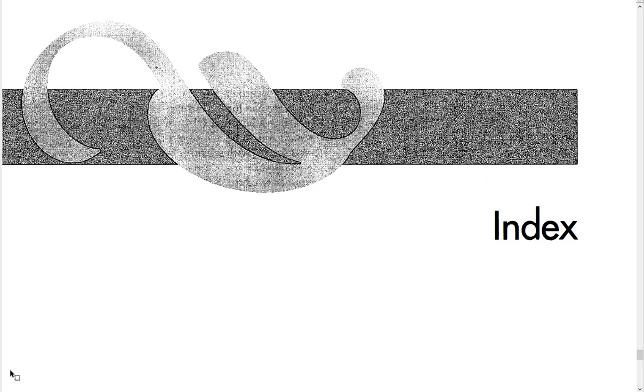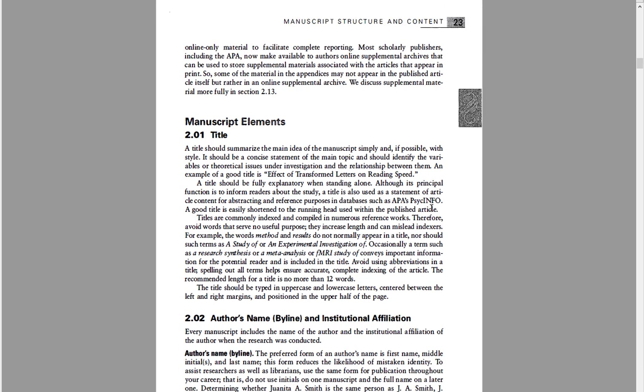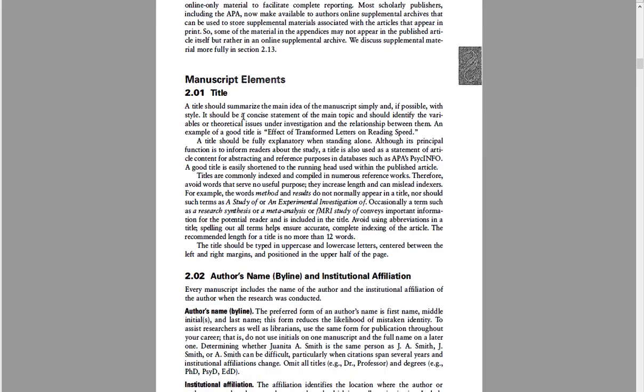So what I'm going to do now is walk you through a couple of the parts that I really want you to pay attention to. The first one is what's called the manuscript elements. You can find this right here on page 23. It is section 2.01. This is really where we get into the layout of what the expectations are for an APA styled paper.